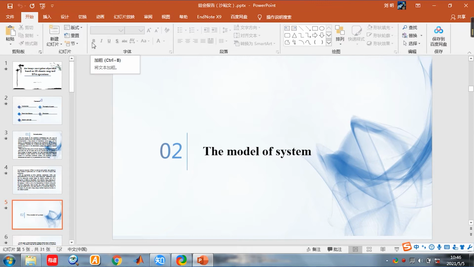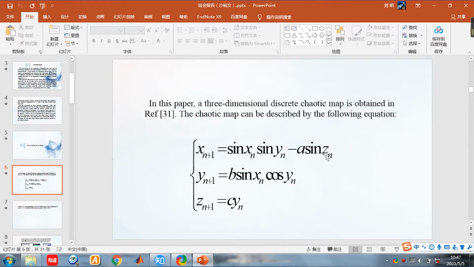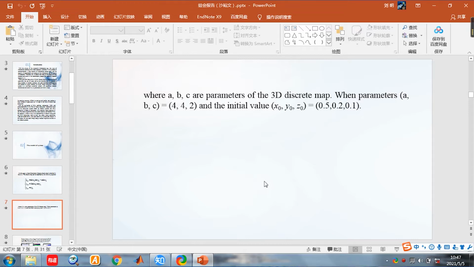The model of system. In this paper, the three-dimensional discrete chaotic map is obtained in Ref 31. The chaotic map can be described by the following equation, where A, B, C are parameters of the 3D discrete map. When parameters A, B, C are 4, 4, 2, and the initial values x0, y0, and z0 are these.